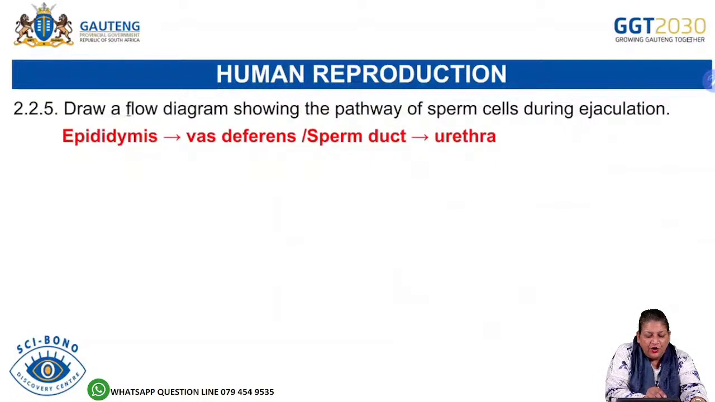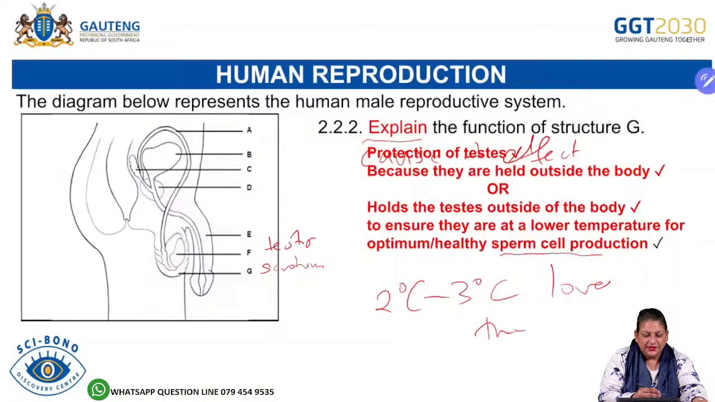So this is a flow diagram. And with a flow diagram, you do not need a complete sentence. You use words and arrows to show a pathway. So a flow diagram is actually showing you the channeling or the pathway of something. So they're saying, show a flow diagram showing the pathway of sperm cells during ejaculation. Right now, learners? So now you had to talk about, if we must just go back to, let's see here.